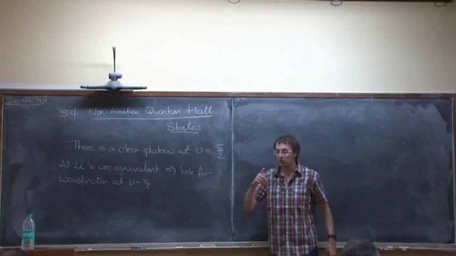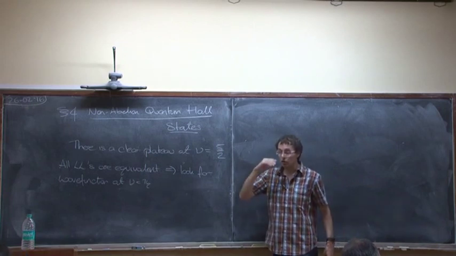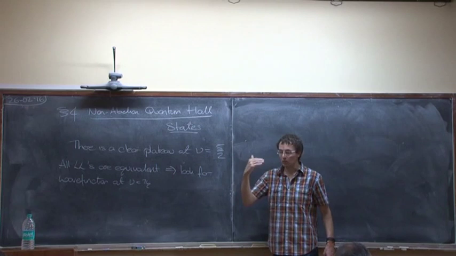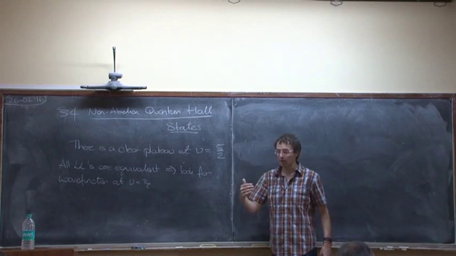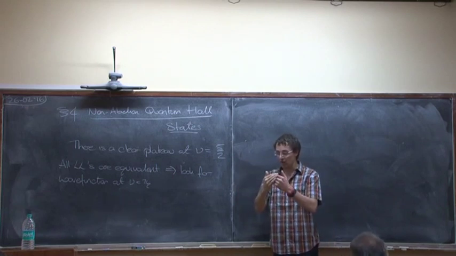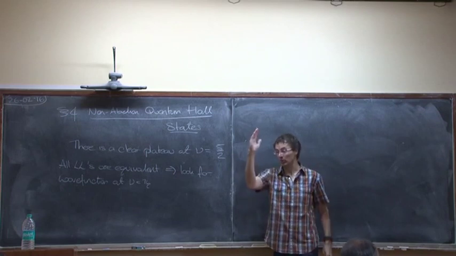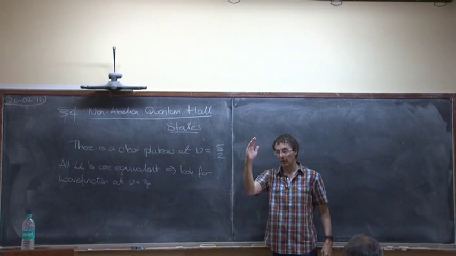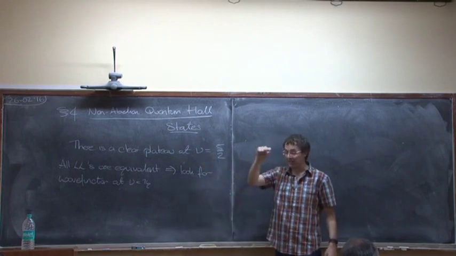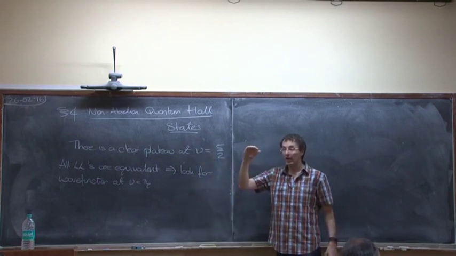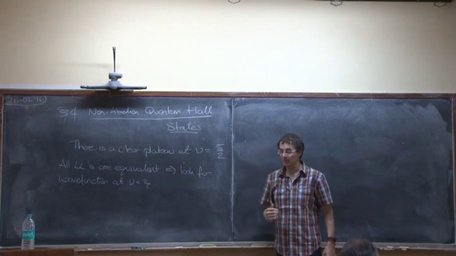Now, something you missed out on. In the last lecture, we explained what happens at nu equals a half if you actually look in the experiment. At nu equals a half, as opposed to the other fractions, you don't see a plateau. Instead, what you can show is that it's actually a Fermi surface.